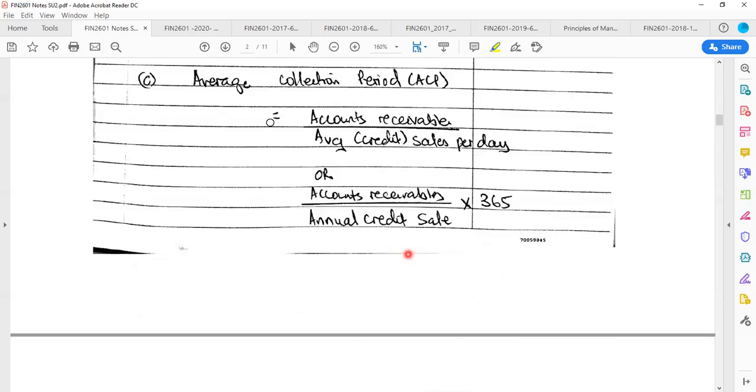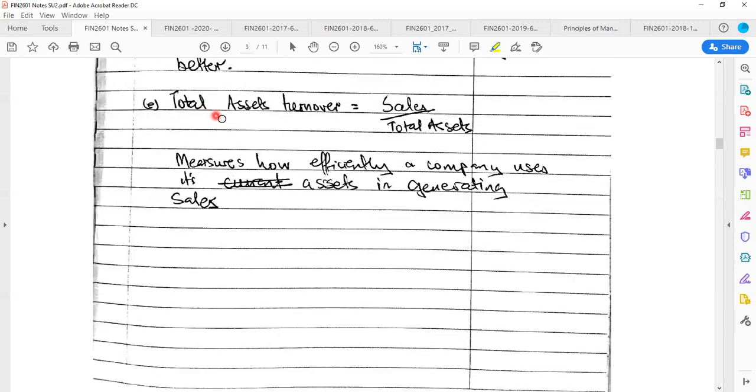And then the last activity ratio is known as the total asset turnover ratio, and this is given by sales divided by total assets. So this ratio measures how efficiently a company uses its total assets in generating sales. The higher this ratio is, the better.